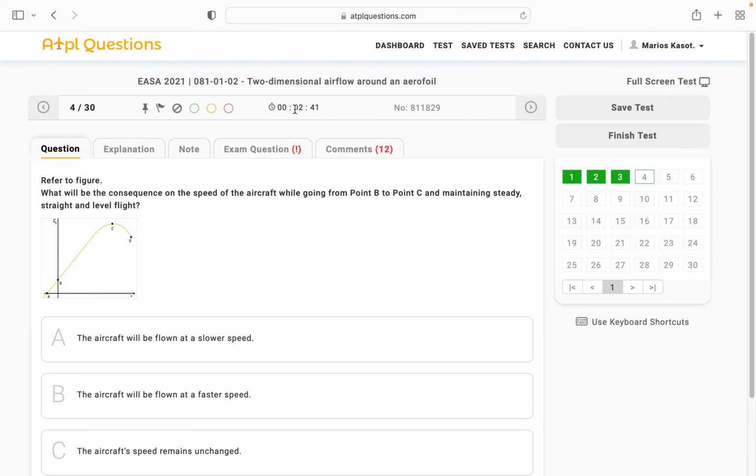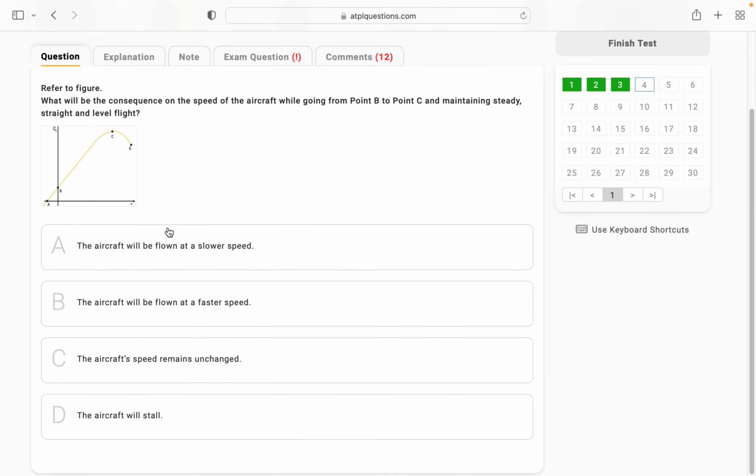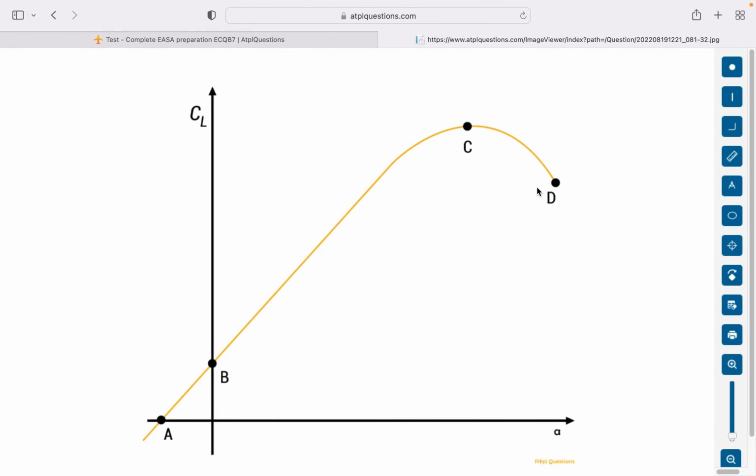So let's see the possible answers. The aircraft will be flown at a slower speed. Obviously, this is the correct answer. Let's see also the rest of them. The aircraft will be flown at a faster speed. Of course, no. The aircraft speed remains unchanged. The aircraft will stall. No. It would be stalled if we were at this point. But at point C, we have achieved the CL max, coefficient of lift max.